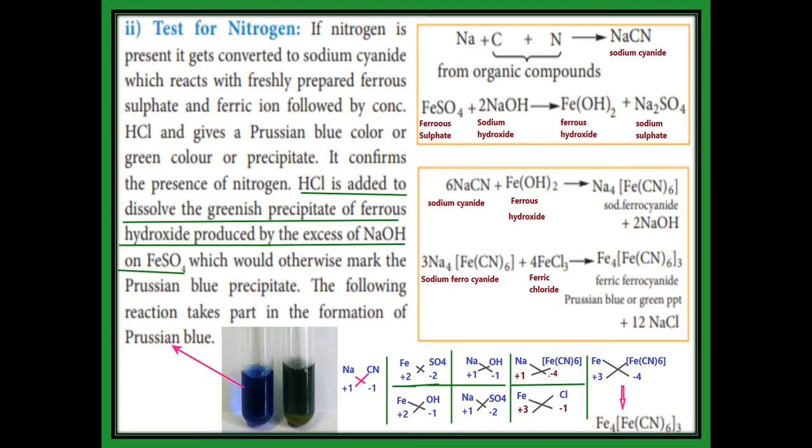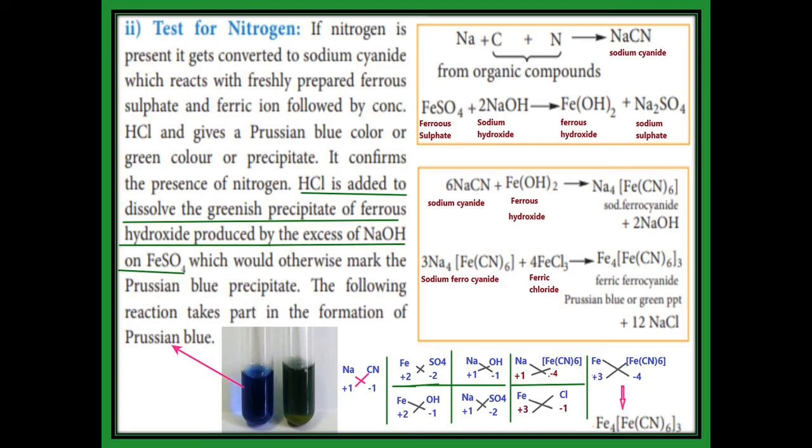And ferrous hydroxide, ferrous means +2 is a valency and OH is a hydroxide, that hydroxide having valency -1. After crisscrossing is applied we get the ferrous hydroxide formula Fe(OH)2. And then sodium hydroxide, sodium is +1 and OH is -1. Crisscross method applied means we get the formula NaOH. Then sodium sulfate, sodium +1, sulfate -2. Crisscross method applied means we get the formula for sodium sulfate is Na2SO4.